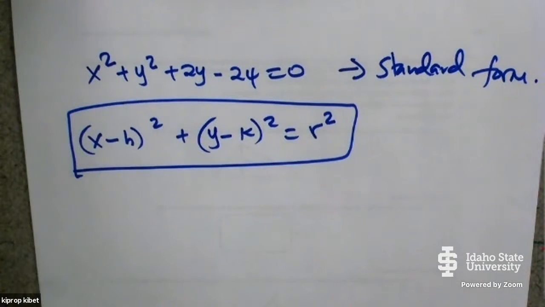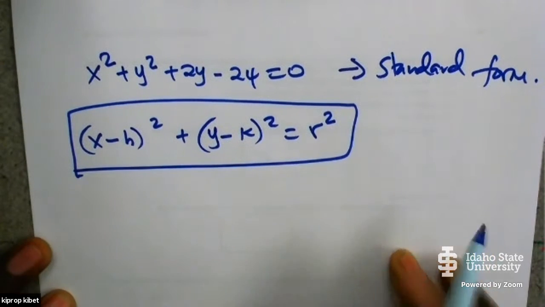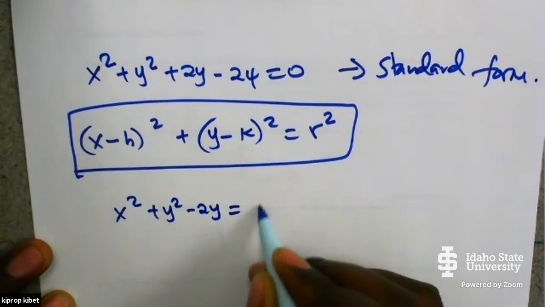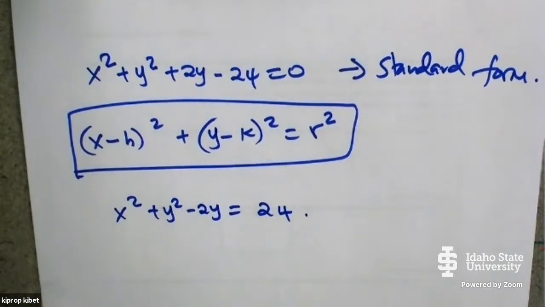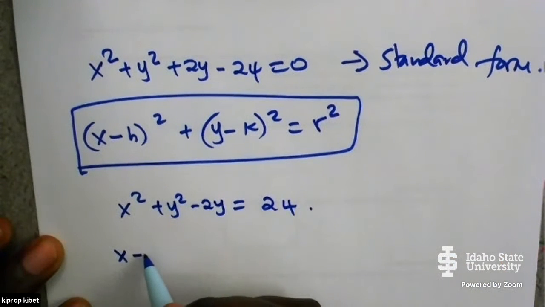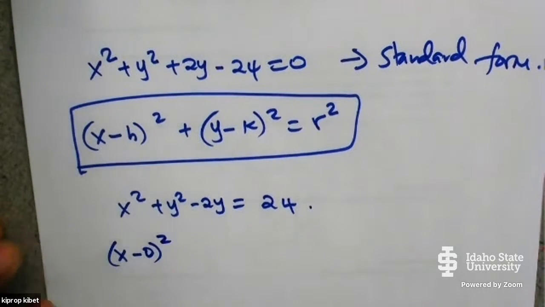Can I take 24 to the other side? So what we do, we take 24 to the other side. And then we use completing the square to get to this. If we take 24 to the other side, we get x squared plus y squared plus 2y equals 24. Now, we know x squared is similar to (x minus 0) squared, right? So that is like that.